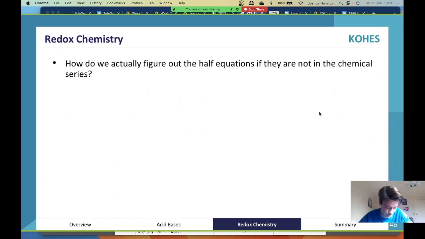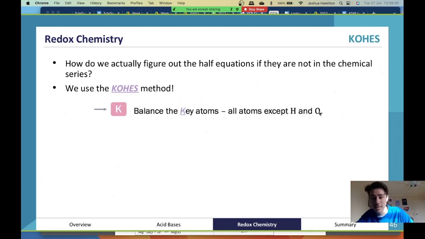So how do we actually figure out the half equations if they are not in the electrochemical series? We use this method called COES. Now, each of those letters stands for something. So we have key atoms, oxygen, hydrogen, electron, states. So they each stand for a step. Now, the COES method involves 5 steps.